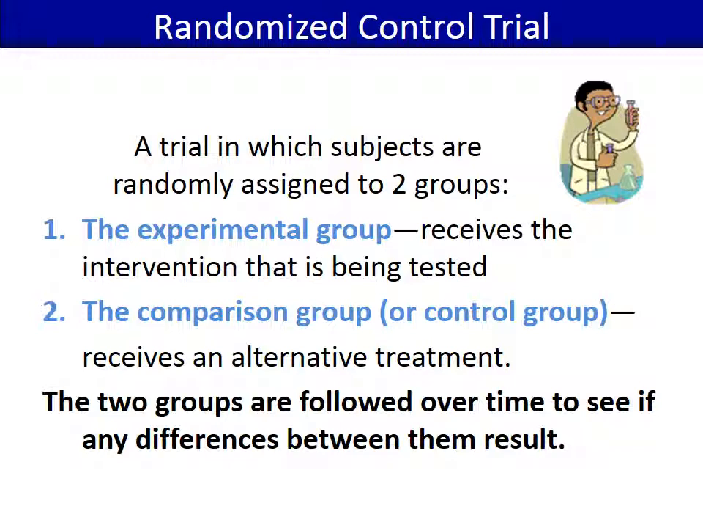In a randomized controlled trial, the subjects are randomly assigned to two groups: the experimental group, which receives the intervention that's being tested, and the comparison group or the control group, which receives an alternative treatment. Then these two groups are followed to see if any differences between them exist. Once the trials are finished and the evidence or the results are collected, usually this results in a publication in a peer-reviewed journal.